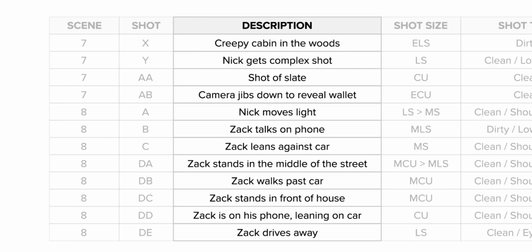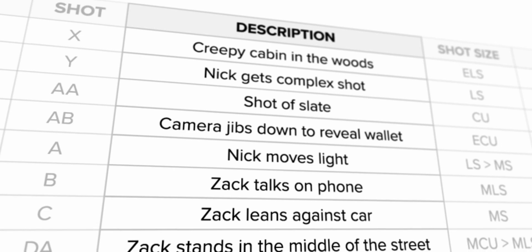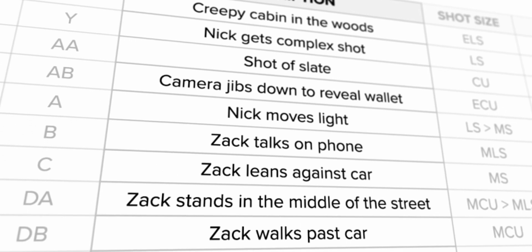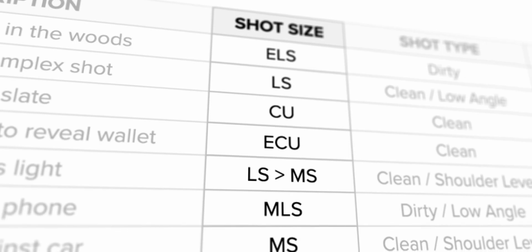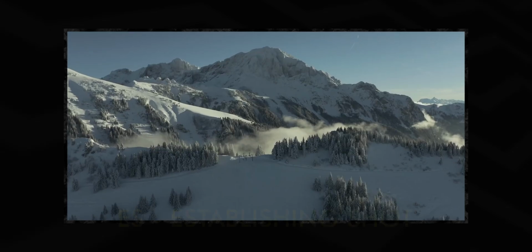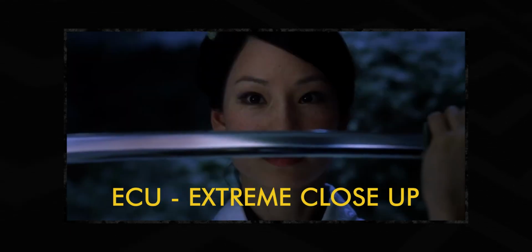Next, I like to include a short description of the shot. This isn't required, but I find it helps me easily identify each shot within a given sequence. This is followed by shot size and shot type. Shot sizes can range anywhere from the grandeur of an establishing shot to the intimacy of an extreme close-up. Shot types expand upon the description of the shot, noting either camera height or other specific visual elements.